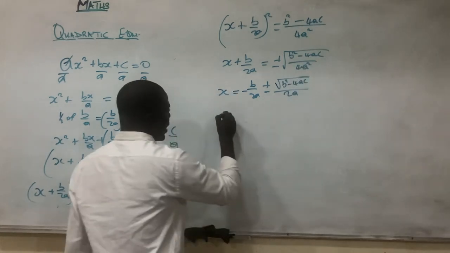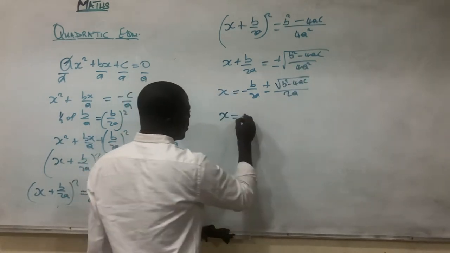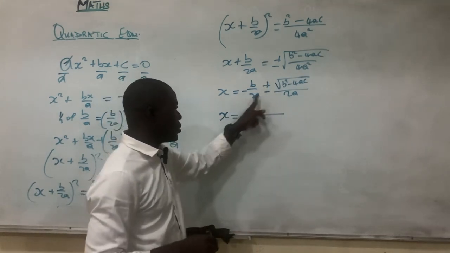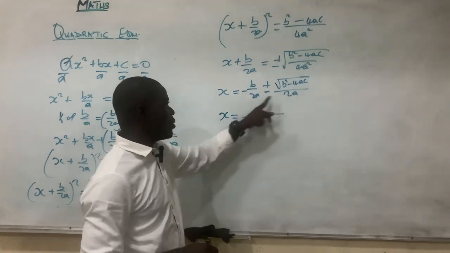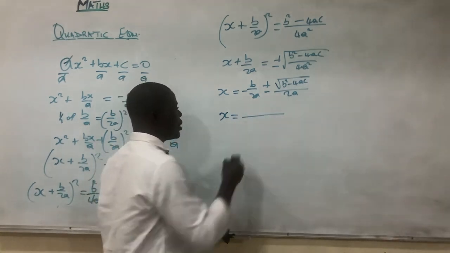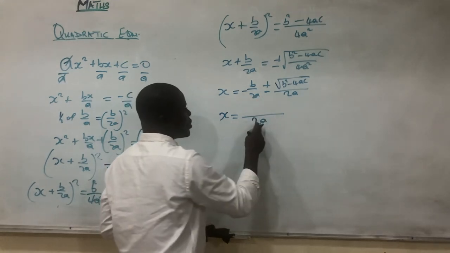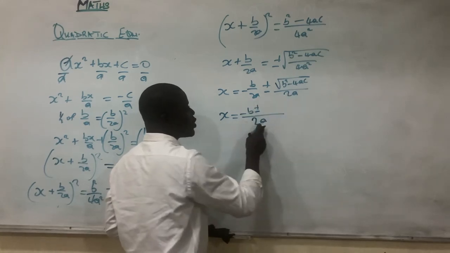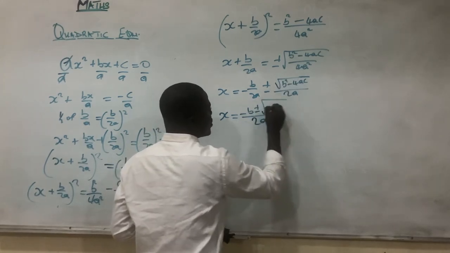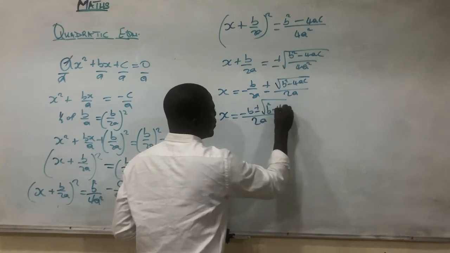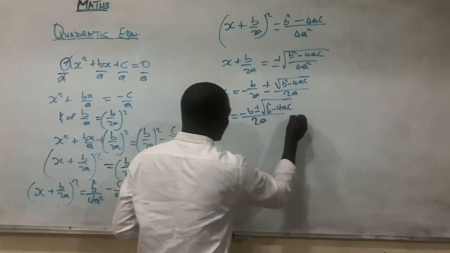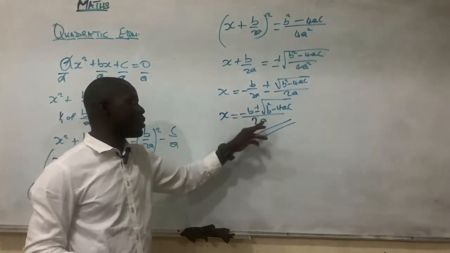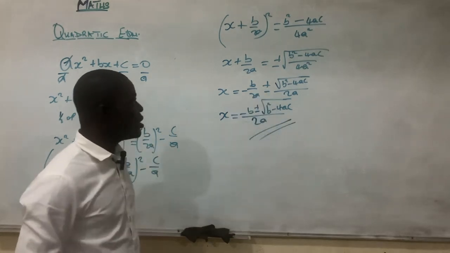So our x will now be equal to, look for the LCM. Remember, whenever we are adding or subtracting fractions, we look for the LCM. The LCM of these two components is 2a. This into this gives 1. 1 multiplied by this gives minus b. Plus or minus, this into this gives 1. 1 multiplied by this gives the square root of b squared minus 4ac. So this is our quadratic formula. This was how we were able to get this formula. X equals minus b plus or minus the square root of b squared minus 4ac, all divided by 2a.